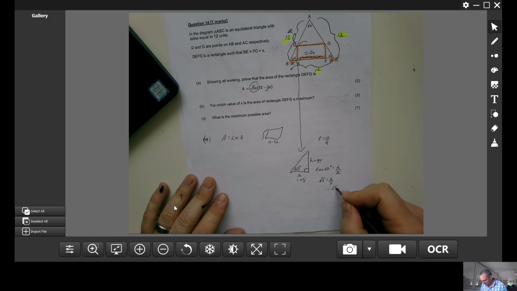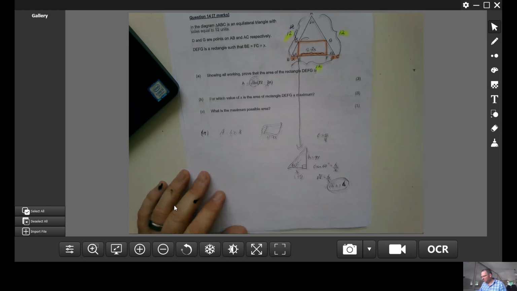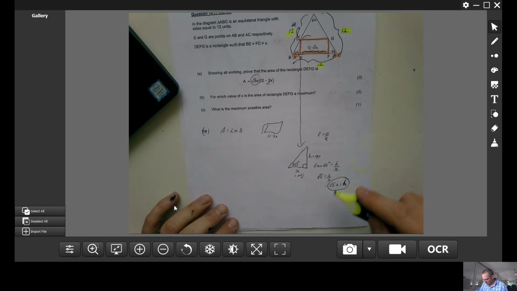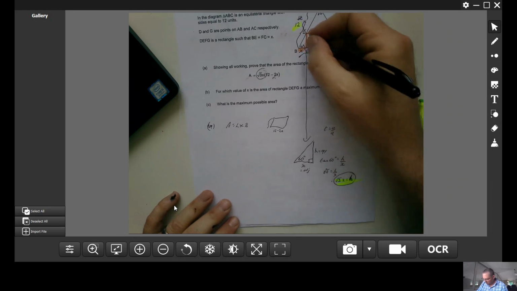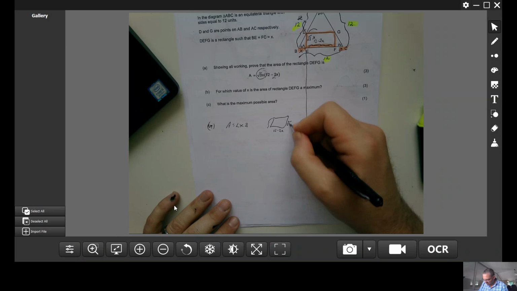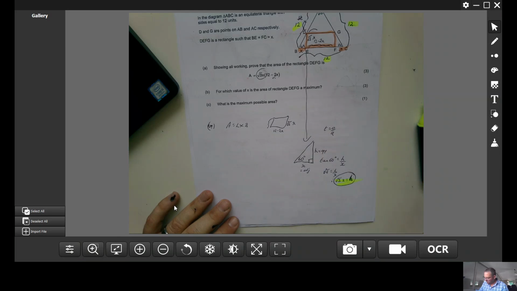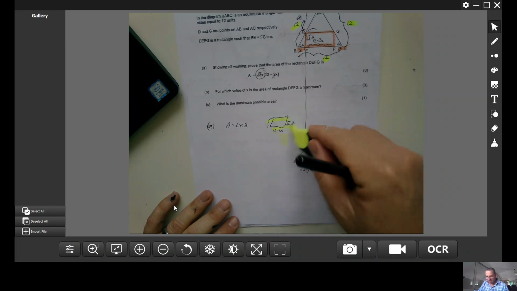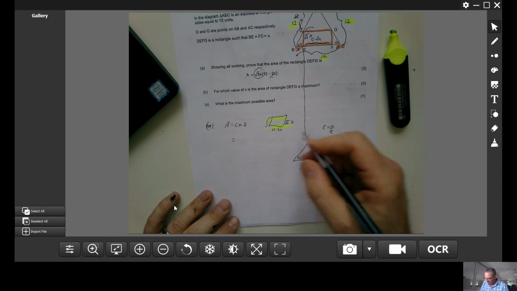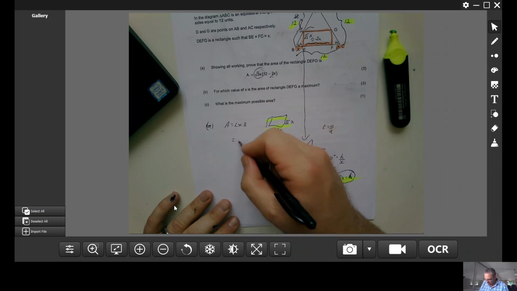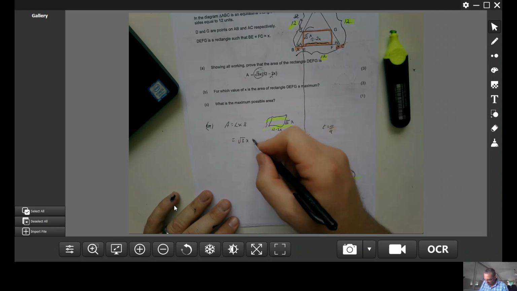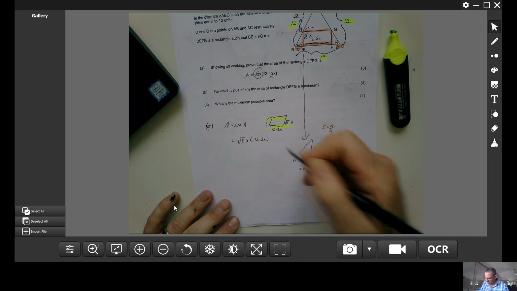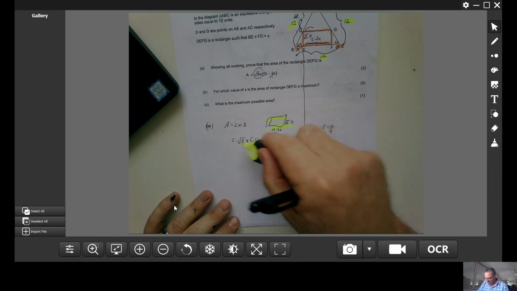So root 3 times by x is h. So h is equal to root 3 x. Okay, so your height is root 3 times x. So then the area of that rectangle is going to be length times breadth, which is root 3 x times by 12 minus 2x. So that's your answer for A.